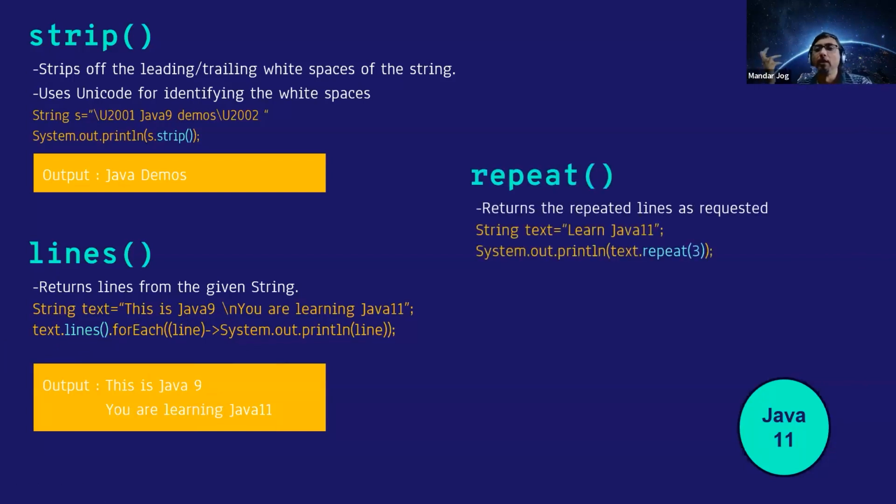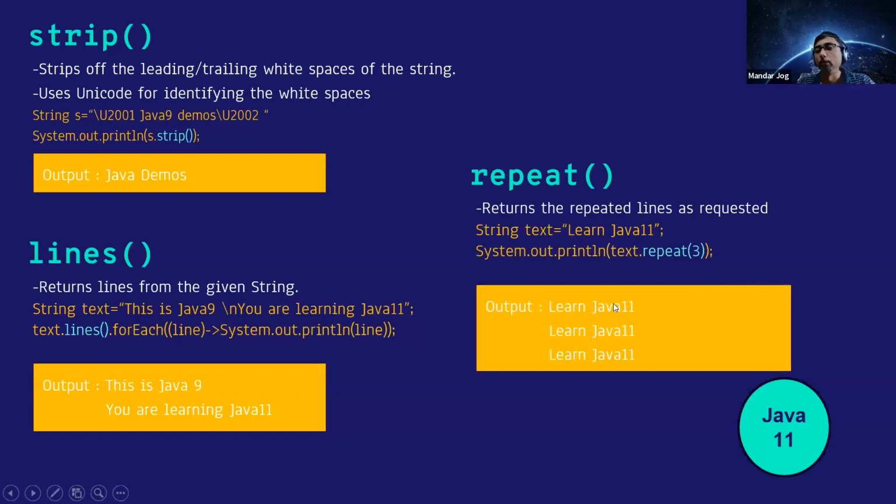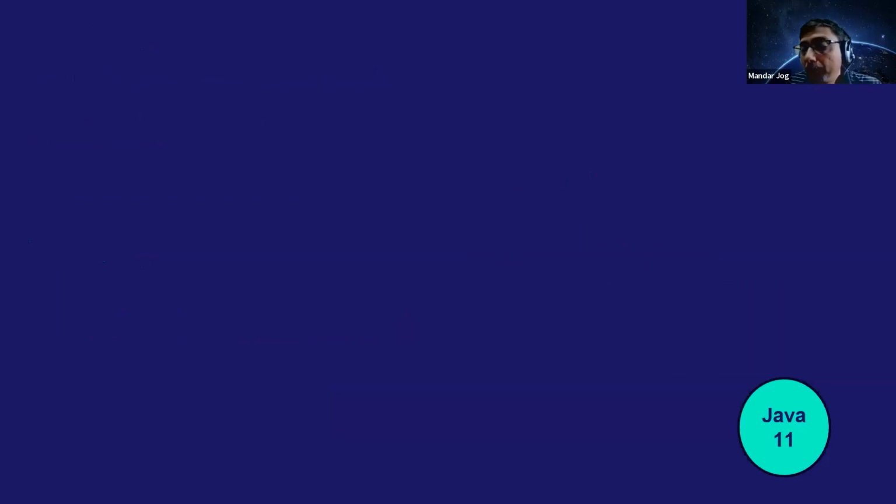And then there is repeat. You can guess that it will give you automatic repetition. So it returns the repeated lines as requested. If there is "learn Java 11" and I say text.repeat(3), it will repeat the line which is provided to you. Okay, so this is about the string updates in Java 11.